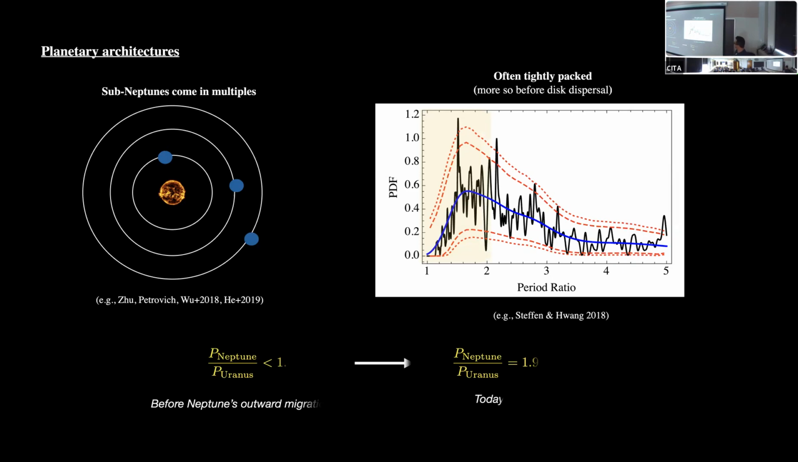If you look at the period ratio, this is the period ratio distribution, roughly following the blue line here. There are many planets that have a relatively compact, tightly packed configuration, meaning that they have period ratios below 2. And this is probably more pronounced at the beginning, before the dispersal. So we know that the period distribution is widening in time because of instabilities. This is true in our solar system.